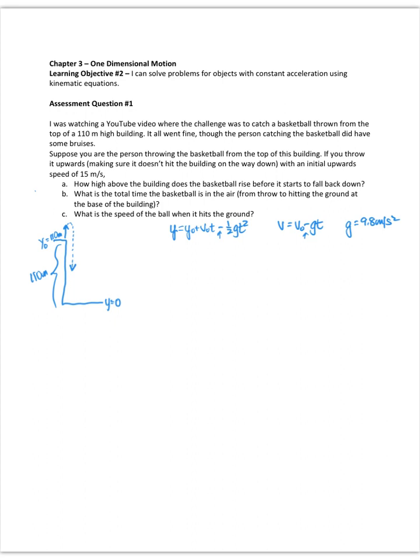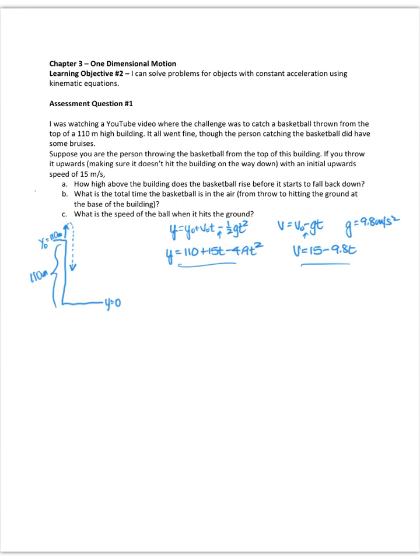So using those basic kinematic equations for free fall, the equation for position in this particular problem would be y is equal to 110 plus 15t minus 4.9 t squared, and v is equal to 15 minus 9.8 t. So these are the equations that govern the motion in this particular problem.